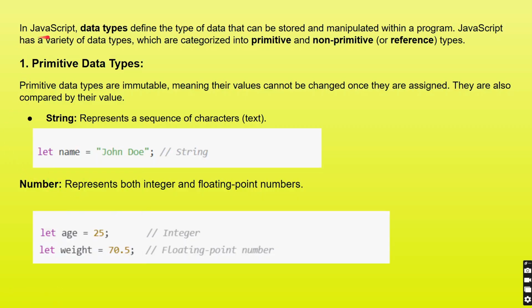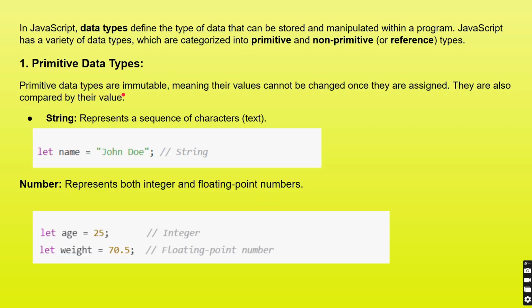In JavaScript, data types define the type of the data that can be stored and manipulated within a program. JavaScript has a variety of data types which are categorized into primitive and non-primitive or reference types. First, we'll go with primitive data types.